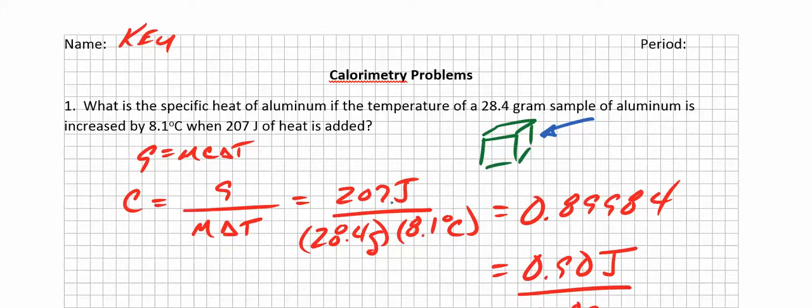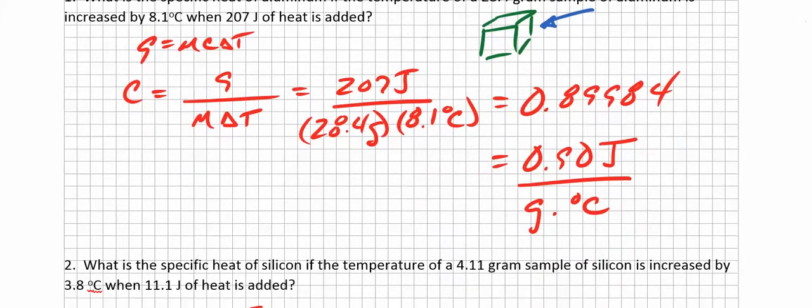We get 207 joules applied, and the mass was 28.4 grams, and this is an 8.1 degrees Celsius temperature change. When I do that math, I get 0.89984. Let's talk just a little bit about significant digits. I can only have 2 because of the 8.1 right there. This 9 will kick this 9 up, and that 9 will kick that 8 up. I get 0.90 joules per gram per degree Celsius. That's my final answer for number 1. Let's go on to number 2.